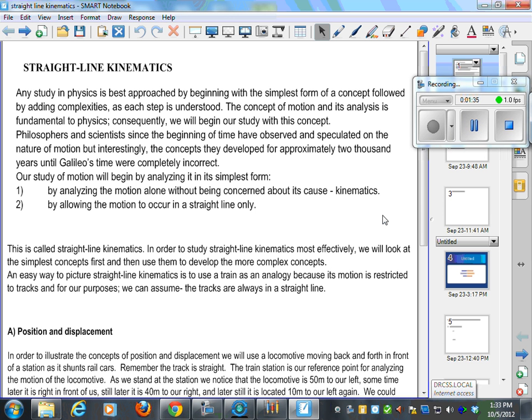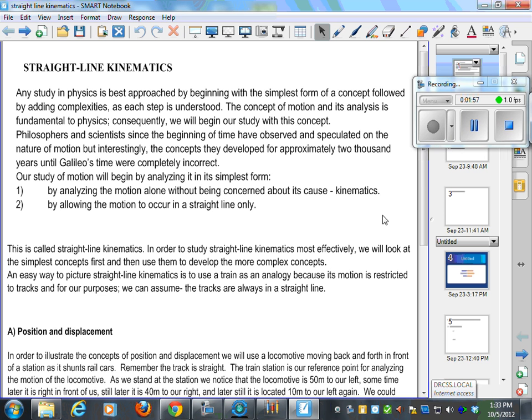In order to study straight line kinematics most effectively, we will look at the simplest concepts first and use them to develop more complex ones. An easy way to picture straight line kinematics is to use a train as an analogy, because its motion is restricted to tracks, and for our purposes, we can assume that the tracks are always in a straight line. And remember that motion to the right is positive, and to the left is, of course, negative.